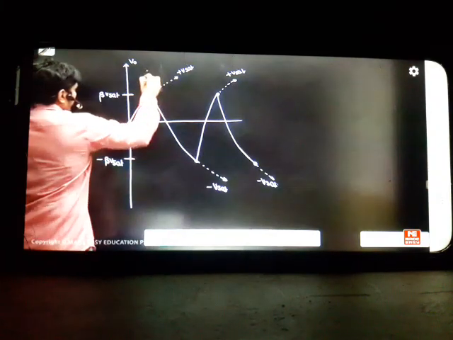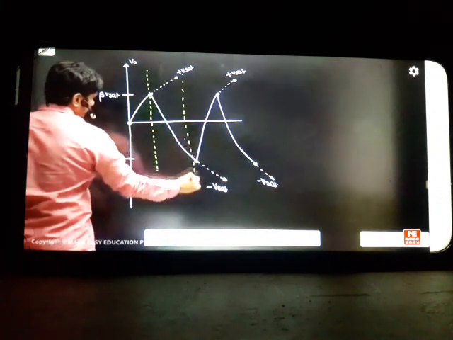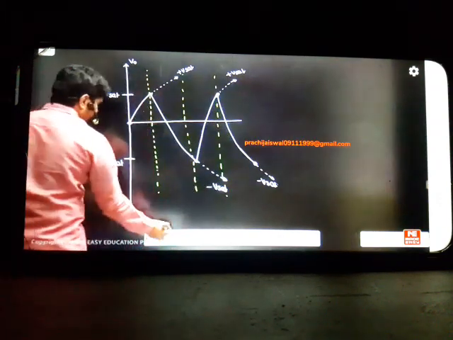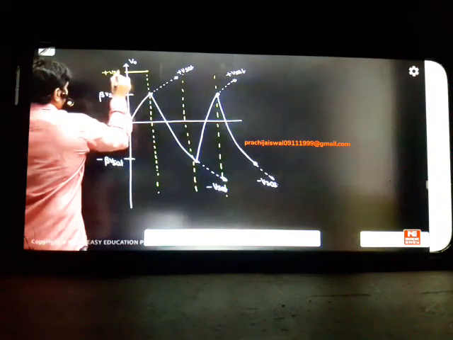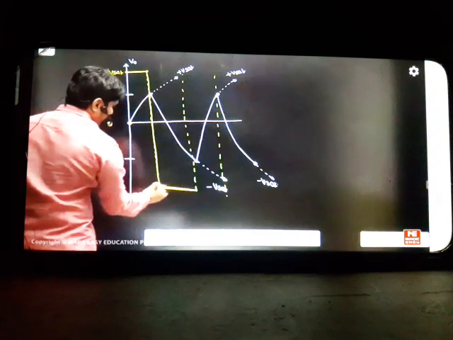How to write the output? Up to here, it is charging. And up to here, it is discharging. And again, up to here, it is charging. So whenever it is charging, the output will be plus V saturation at that time. Whenever the capacitor is charging, your output will be plus V sat. But whenever it is discharging, at that time, my output will be minus V saturation.